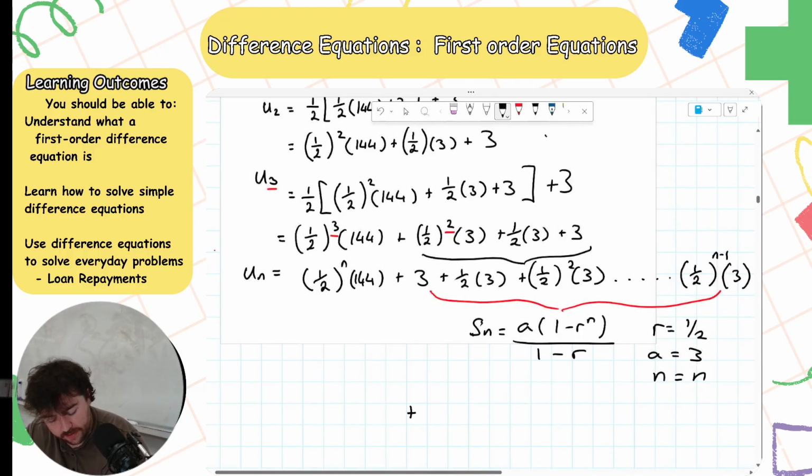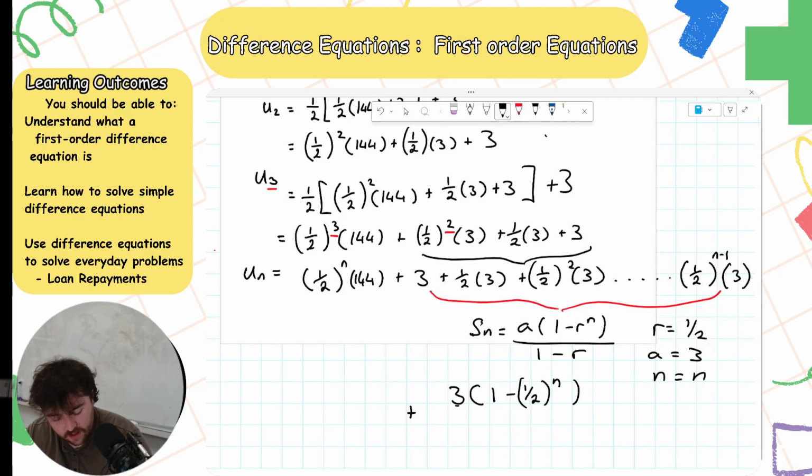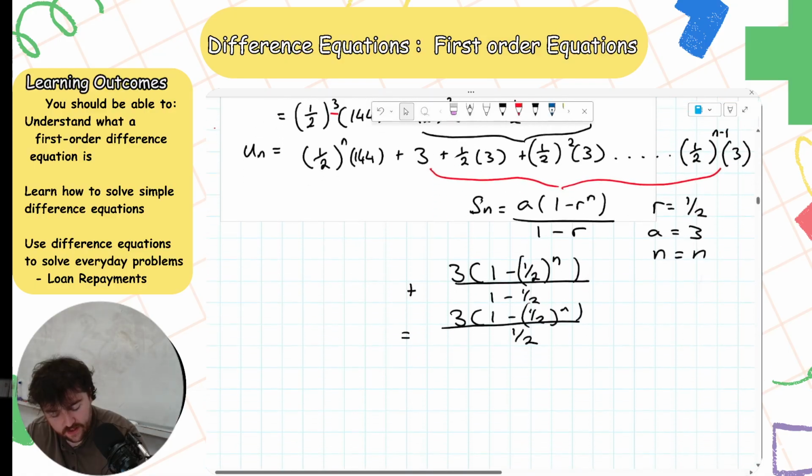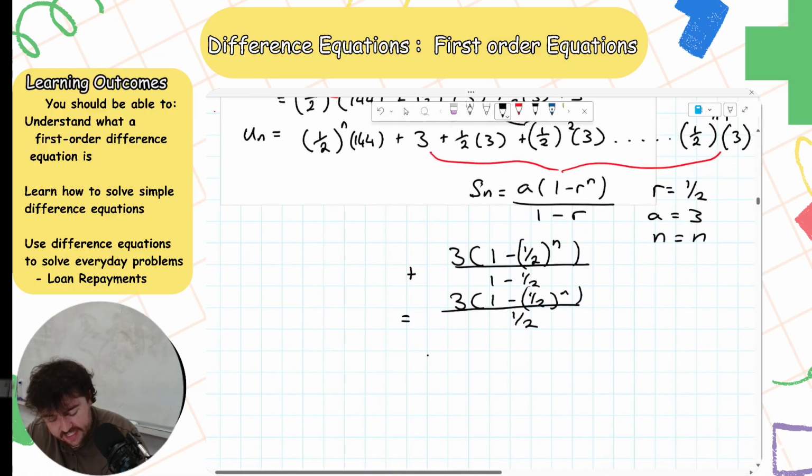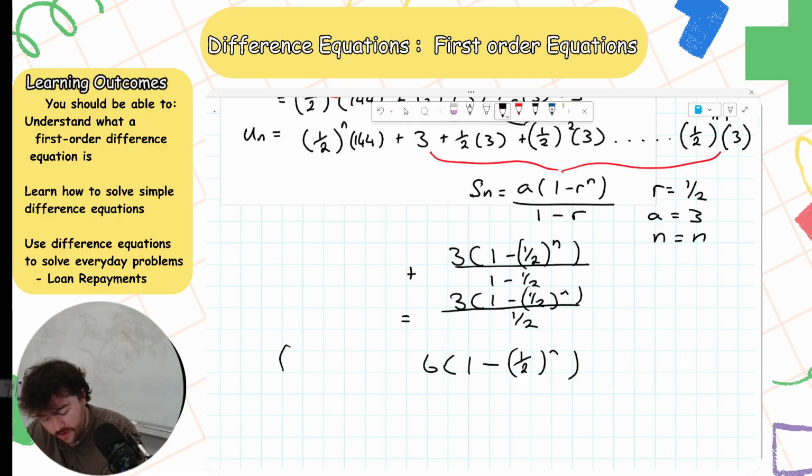So this can all be written as 3 times 1 minus a half to the n all over 1 minus a half, which is going to be equal to 3 times 1 minus a half to the power of n all over a half. 3 divided by a half is 6. So I'm left with 6 times 1 minus a half to the n. And I have over here now a half to the n times 144.